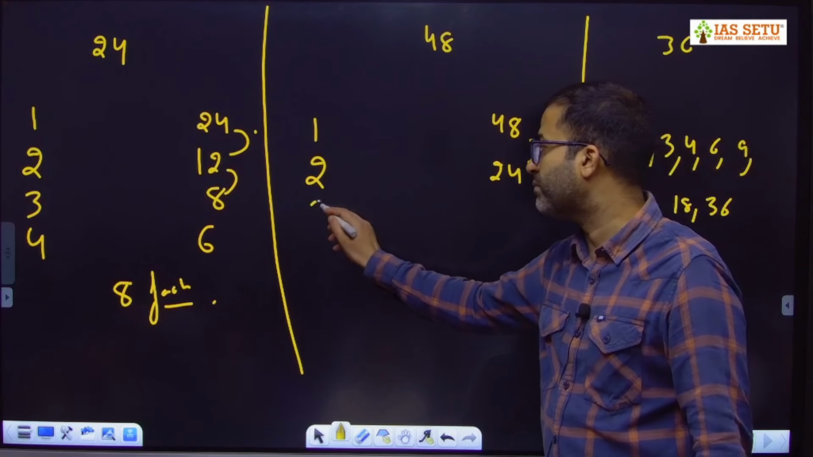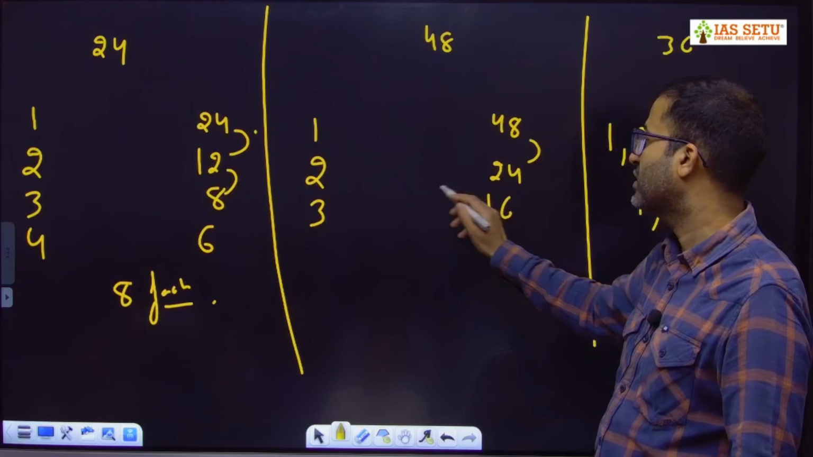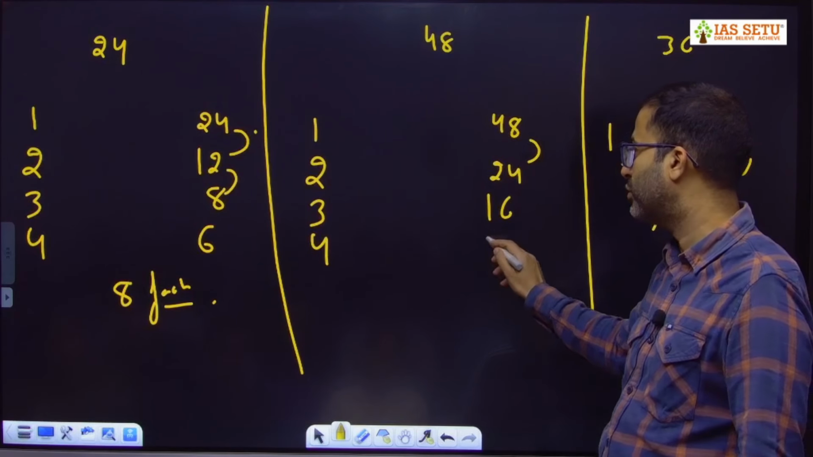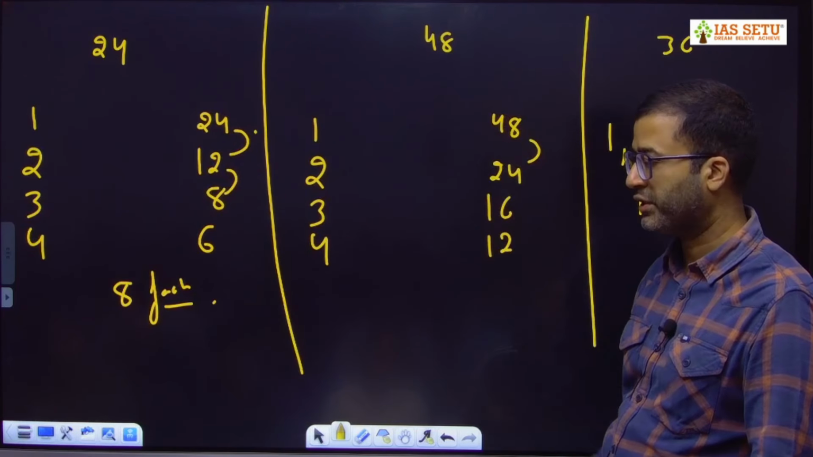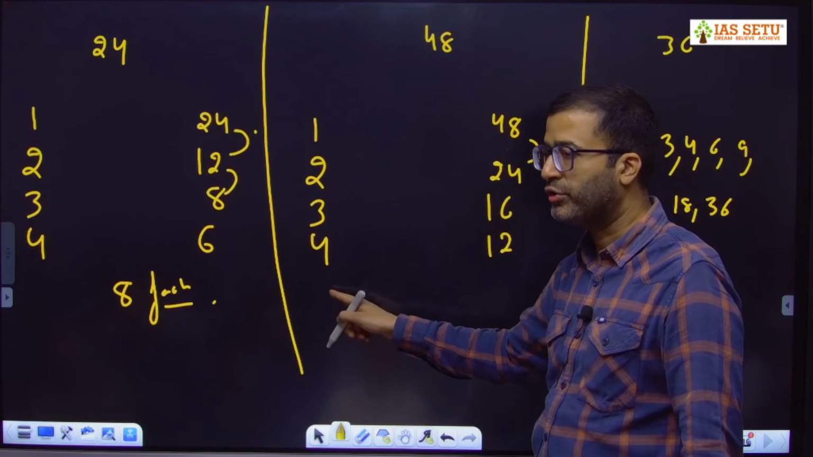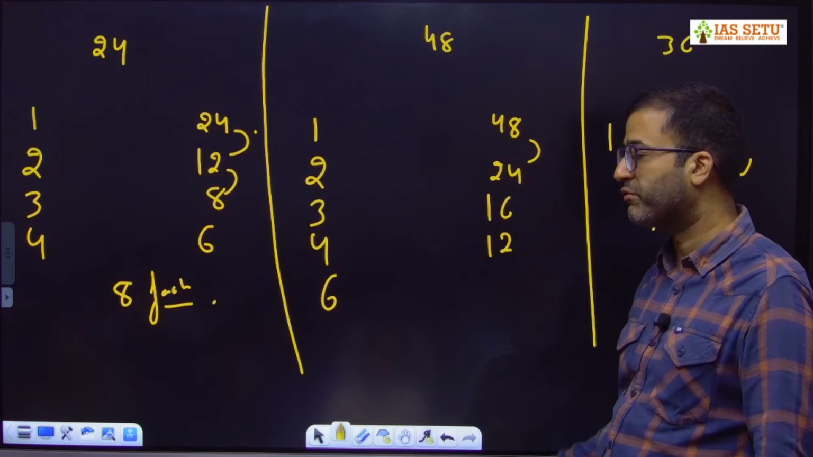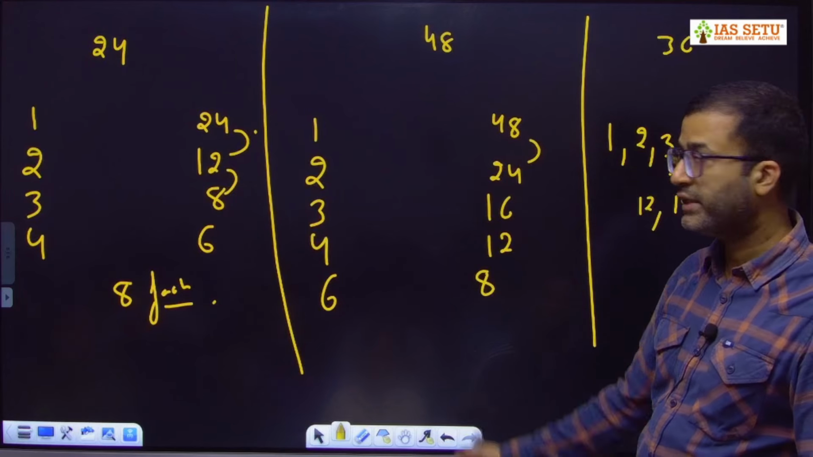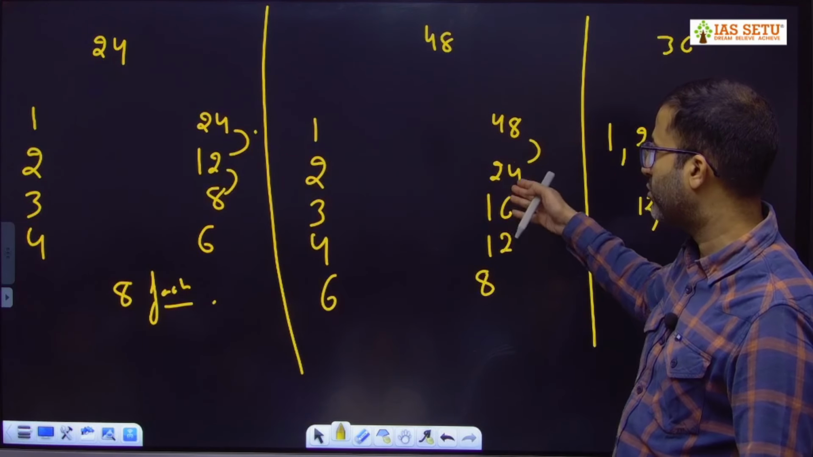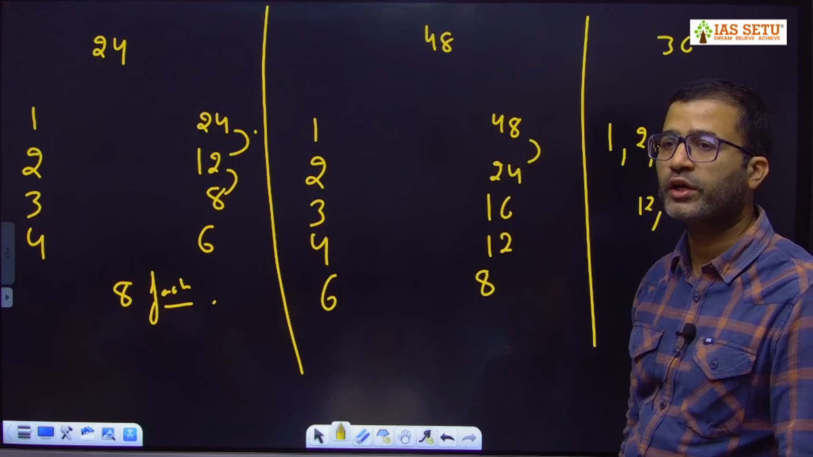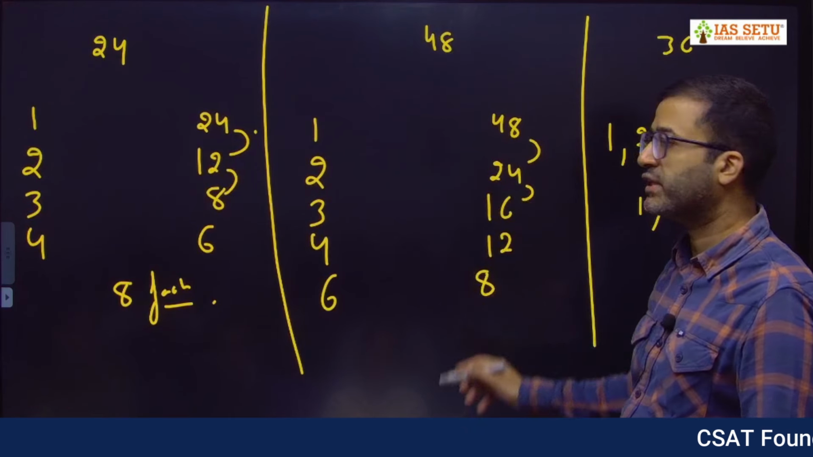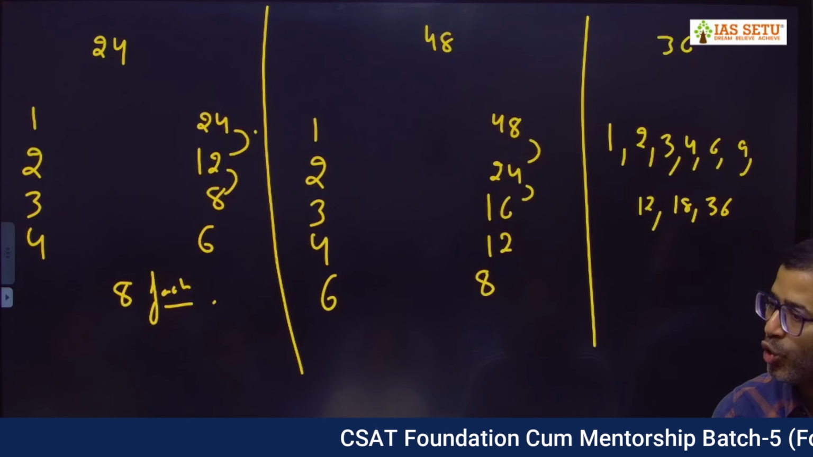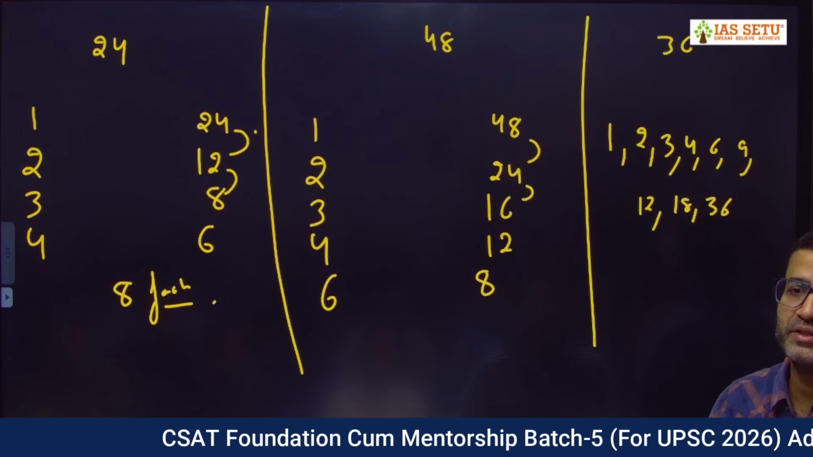Now next, 3 makes a pair with 16. 16 3s are 48. Then 4 makes a pair with 12. 12 4s are 48. Is it divisible by 5? No. 6 makes a pair with 8. It is not divisible by 7. So 8, 12, 16, 24, 48 you get automatically. So don't check whether it is divisible by 17, 18, 19. Not possible, it won't happen, because its corresponding pair will be missing.